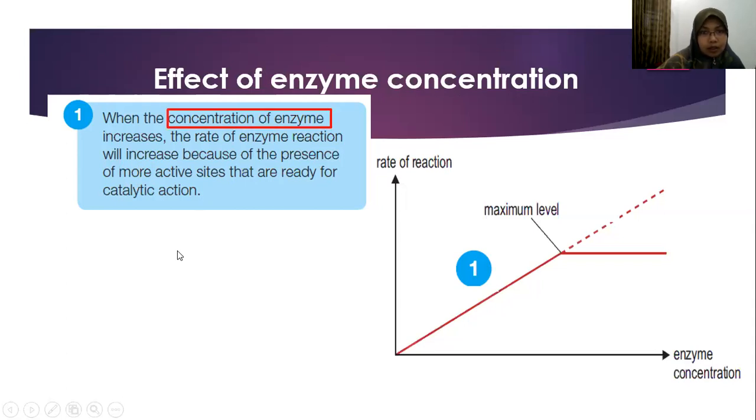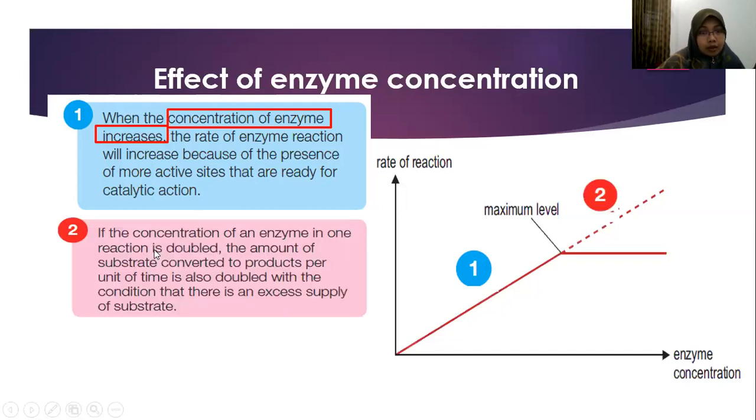So now the enzyme increases, so of course there are a lot of active sites. If the concentration of an enzyme in one reaction is doubled, the amount of substrate converted to product per unit of time is also doubled, on the condition that there is an excess supply of substrate.